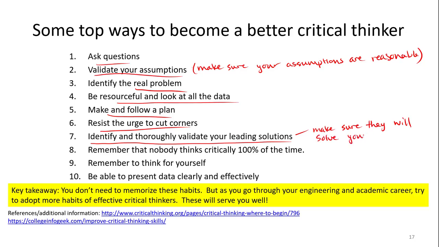Also, remember nobody thinks critically 100% of the time. We're all humans. We're not machines. We also want to make sure we think for ourselves and that we're able to present data clearly and effectively. So try to develop these skills. And as you approach more and more problems, see if you can use those problems as opportunities to develop these skills. I don't expect you to memorize all these habits, but once again, try to adopt these habits. They really will serve you well.